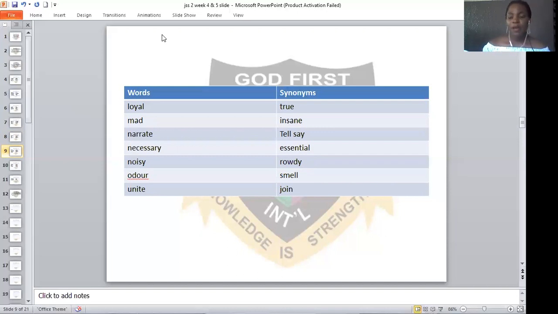Noisy. The background was very noisy. So you can as well say the background was very rowdy. So rowdy is a synonym for noisy. Odor. I smell a very foul odor. So the synonym for odor is smell.